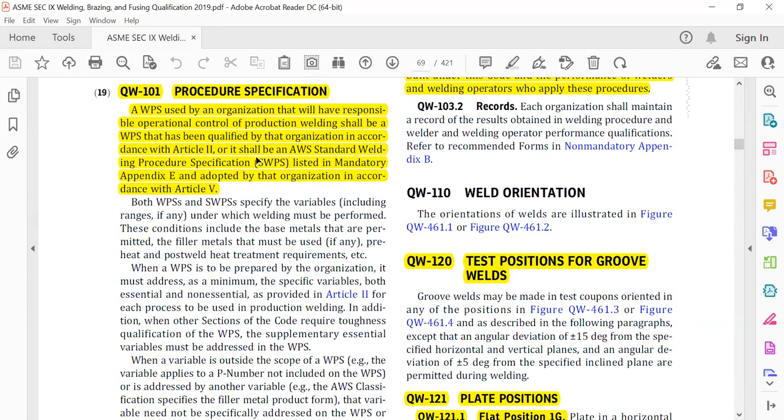Procedure specification. A WPS used by organizations that will have responsible operational control of production welding shall be a WPS that has been qualified by the organization in accordance with Article 2, or it shall be an AWS standard welding procedure specification (SWPS) listed in Mandatory Appendix E adopted by that organization in accordance with Article 5.